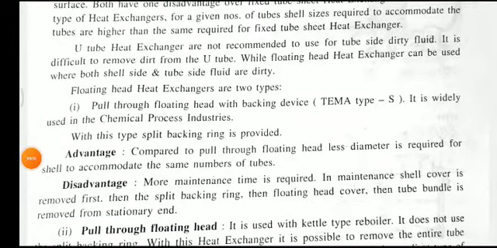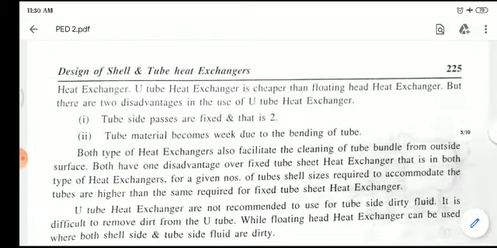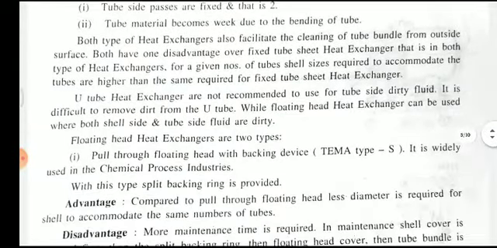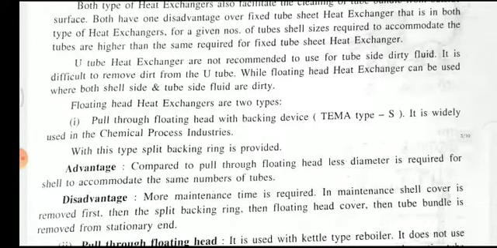Then the floating head heat exchangers are of two types. There are a number of heat exchangers available: U-tube heat exchanger, then shell and tube heat exchanger, then floating head heat exchanger, various types. The U-tube heat exchangers are not recommended for dirty fluid on the tube side. It is difficult to remove dirt from the U-tube, while the floating head heat exchanger can be used where both tube side and shell side fluids are dirty.